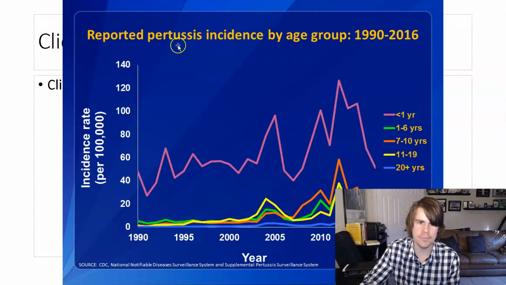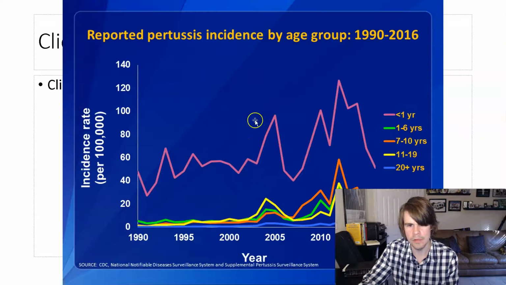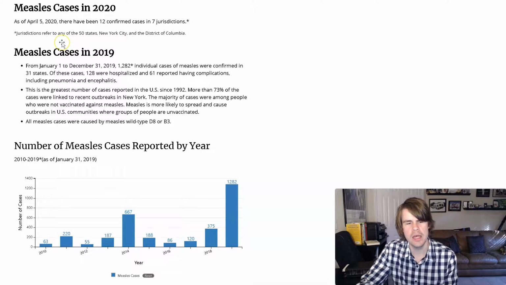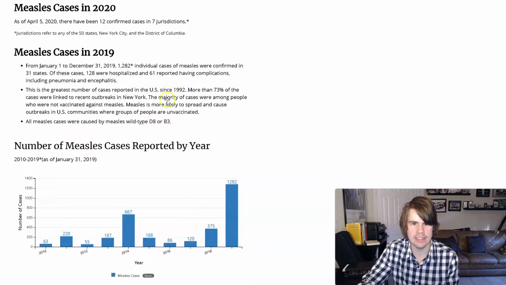You can see here that pertussis, which causes various diseases, was really low, and then all of a sudden it's making its comeback. Well, why is that? Possibly because of anti-vaccination. This is from the CDC website. In 2019, there were 1,282 individual cases of measles, which is crazy high since 1992. Why did this happen? The majority of cases were among people who were not vaccinated against measles.